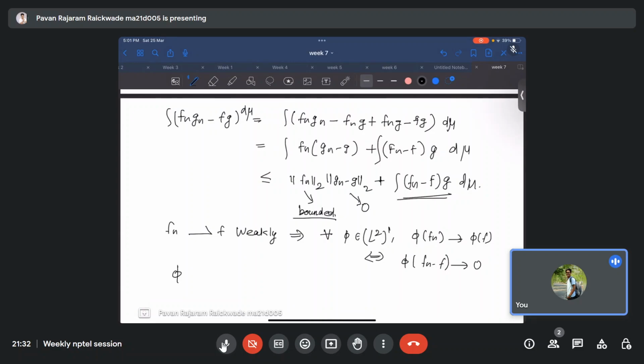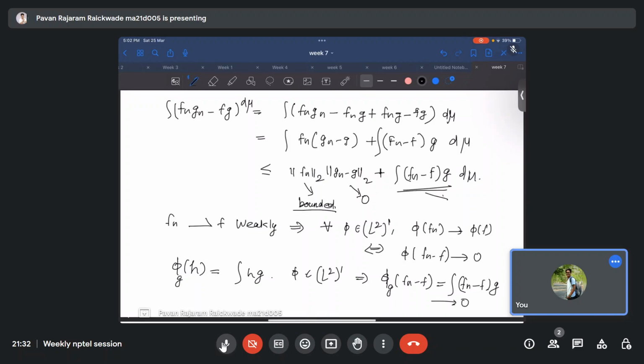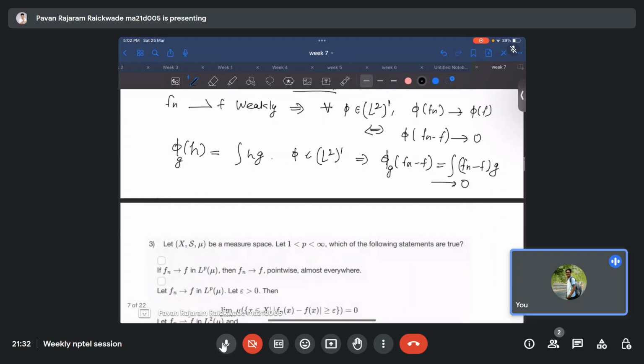So now if I define phi function as phi of any element h equals integral of hg, where g is a fixed element, I'll call it phi g. So this is a linear functional, no problem. This phi belongs to L2 dash, a continuous linear functional, which means what will be phi g of fn minus f, integral of fn minus f times g. And since fn converges to f weakly, this should go to 0. So we are through.